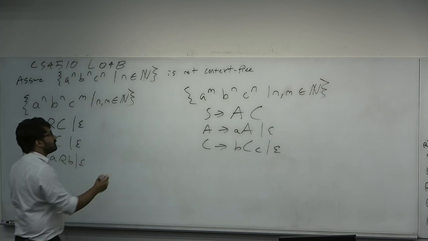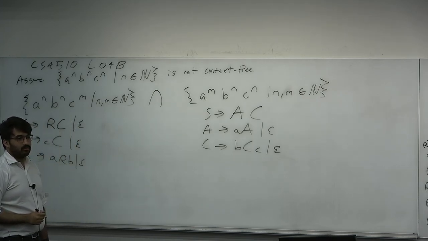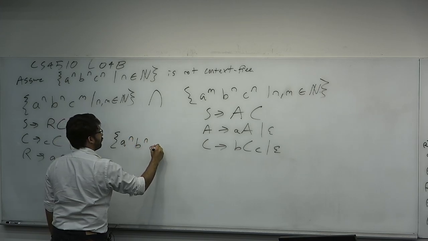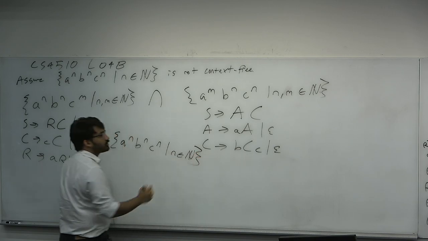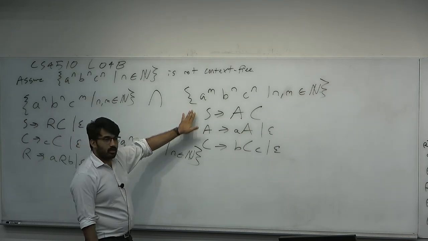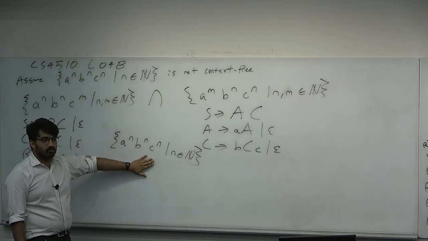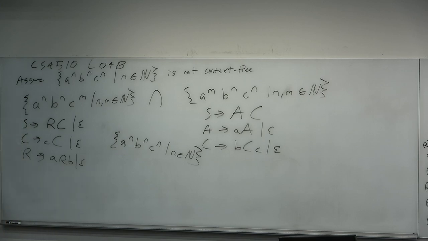Now, what is the intersection of these two languages? Yeah, this is the intersection of these two languages, A to the N, B to the N, C to the N. Assume to the contrary that the context-free languages are closed under intersection. This is a context-free language, we gave a grammar. This is a context-free language, we gave a grammar. The intersection of them must be then context-free, but we know it's a non-context-free language, contradiction. So the context-free languages are not closed under intersection.